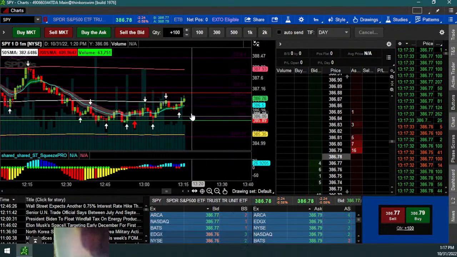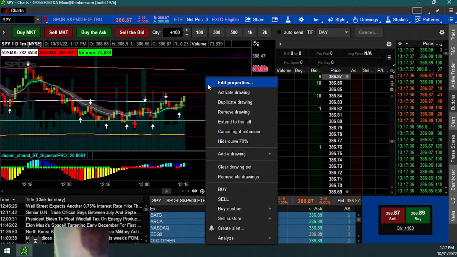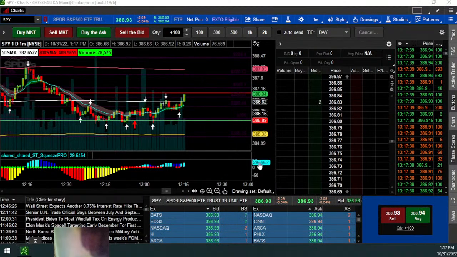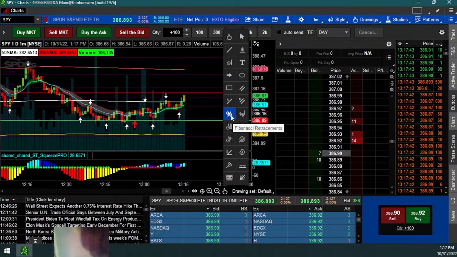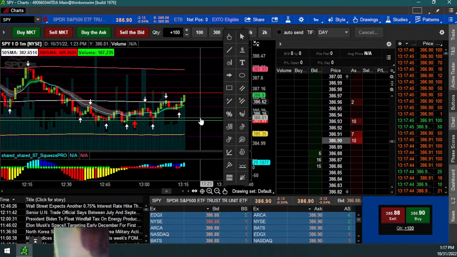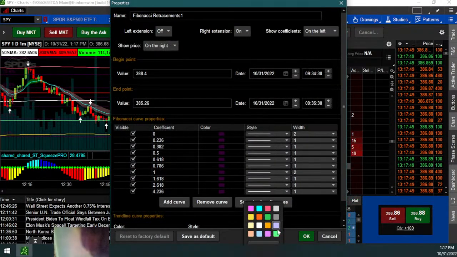Let me go back to right now. I'm going to take the Fibonacci out there. I know it's a little confusing for other people. Before I do that, I don't even like that color. I just want to change the color so it doesn't come up next time. How do I do it? Oh yeah, you go on the actual color line, and then it's set color for all curves, and let's just make it something brighter that we're not using.